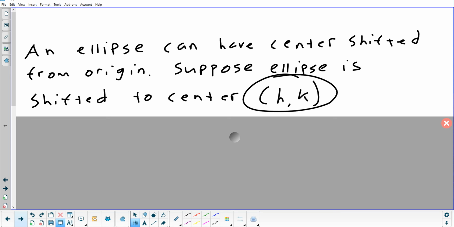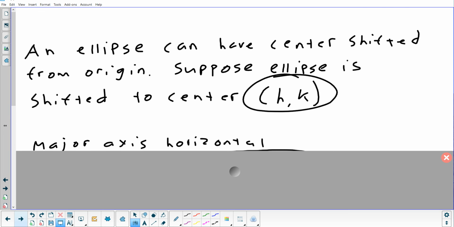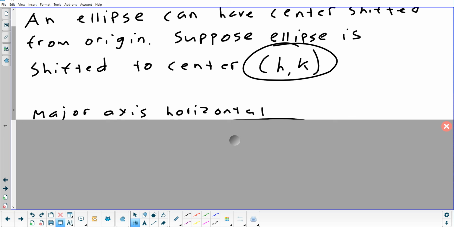Two other letters in the mix now, H and K. The H and the K are the coordinates of the center. Okay, coordinates of the center. So let me show you what the equations are going to look like now when we shift it. And I'll do the horizontal first, and then I'll do the vertical. All that's going to happen is this.